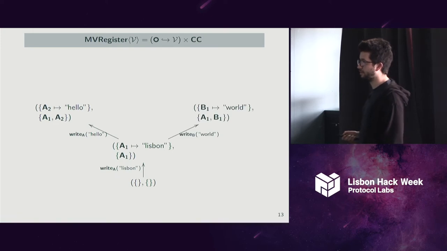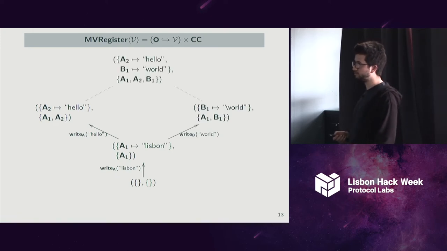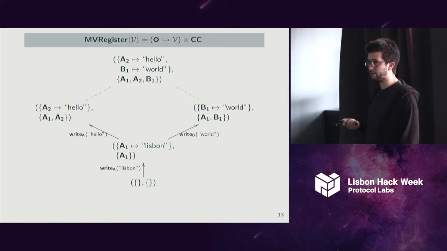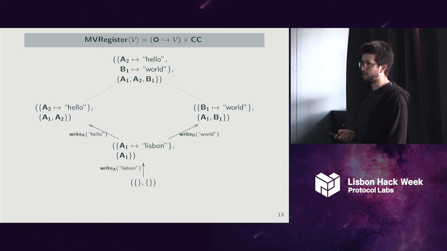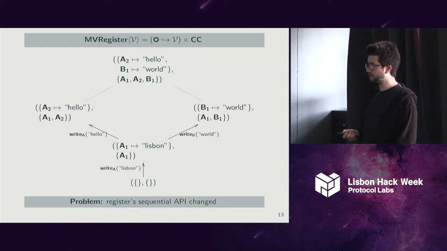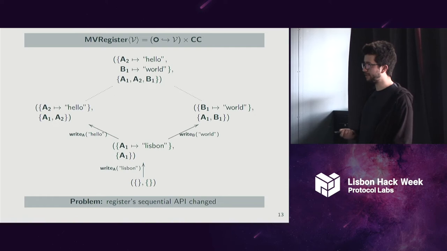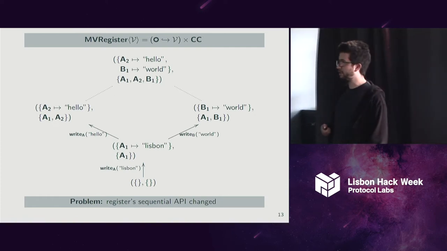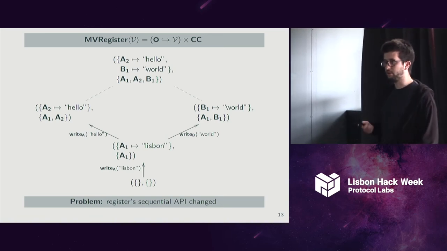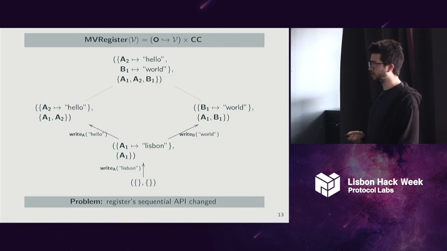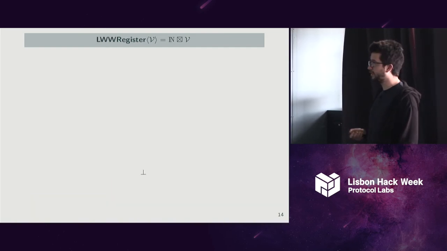And concurrently, you have B writing world. And this is what you get in a multi-value register. If you have concurrent writes in the register, when you merge them, you're going to keep both. And this is problematic because this is not what users are expecting. They write something, and when they read, they are expecting to read a single value, not multiple values. And this is actually not related to the talk, but I'll keep going.